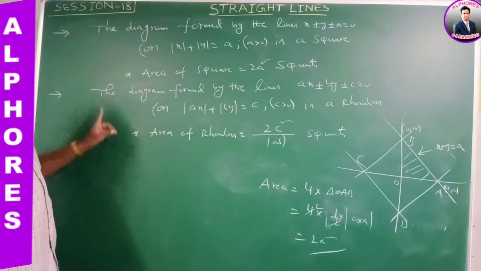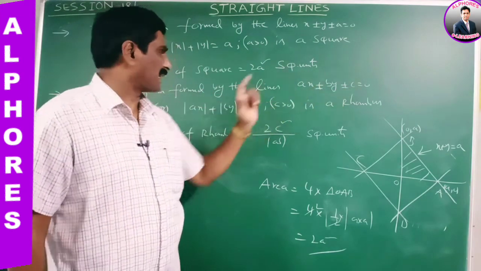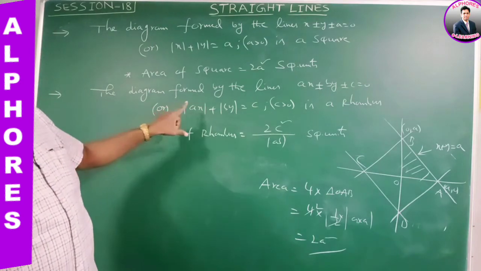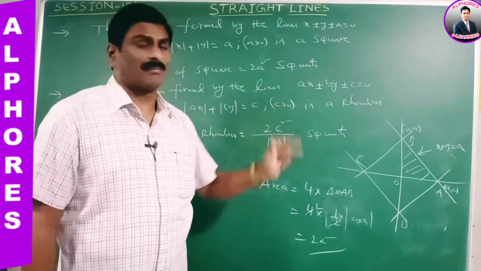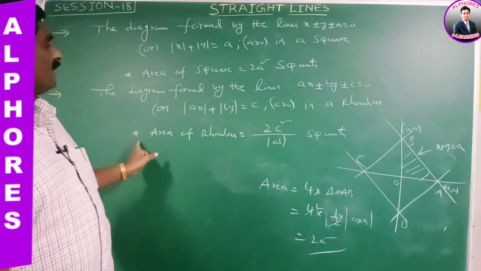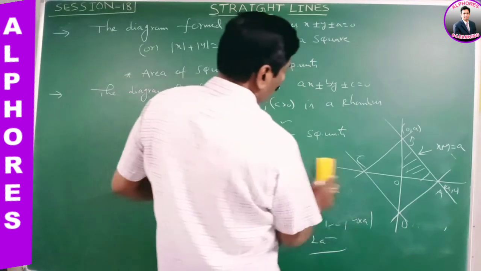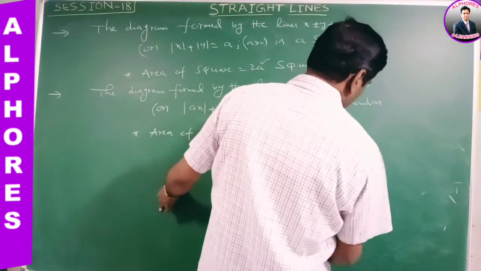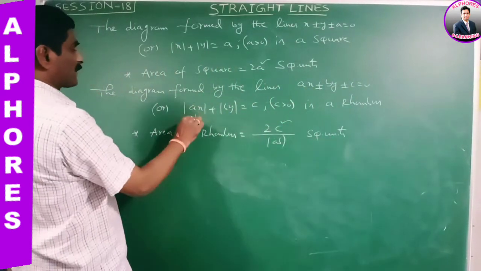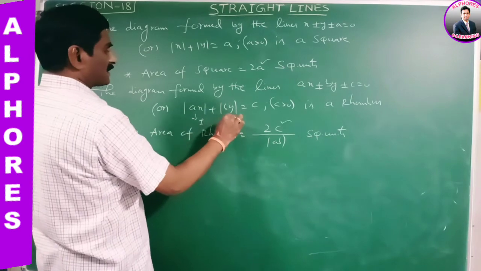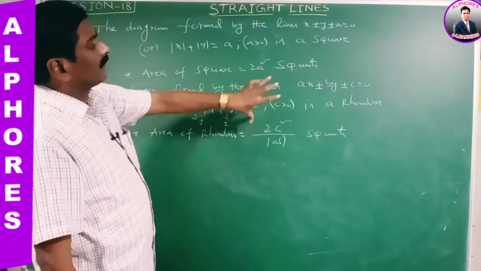Next point. The diagram formed by the lines AX plus or minus BY plus or minus C is equal to 0, or mod AX plus mod BY is equal to C, where C greater than 0, is a rhombus. Area of the rhombus is equal to 2C square by mod AB. In this case, the diagram is in this way. Please observe the values. Here mod x means plus or minus. Here also plus or minus. By taking plus plus, minus plus, minus minus, plus minus, we get these values.